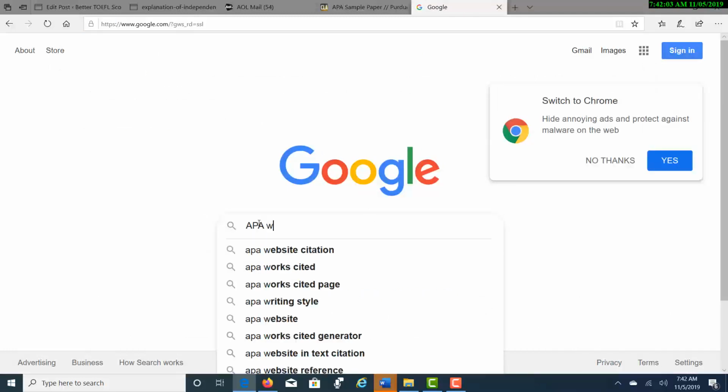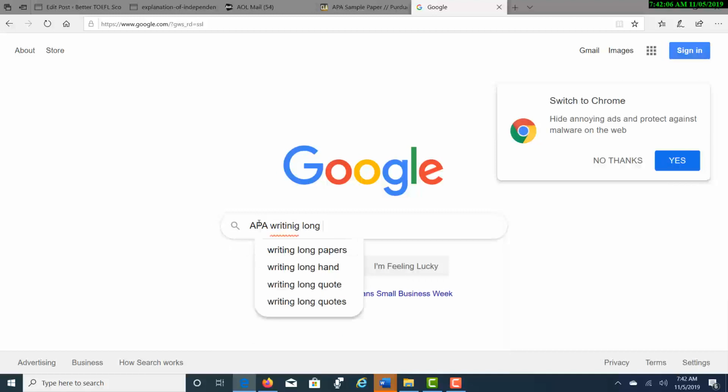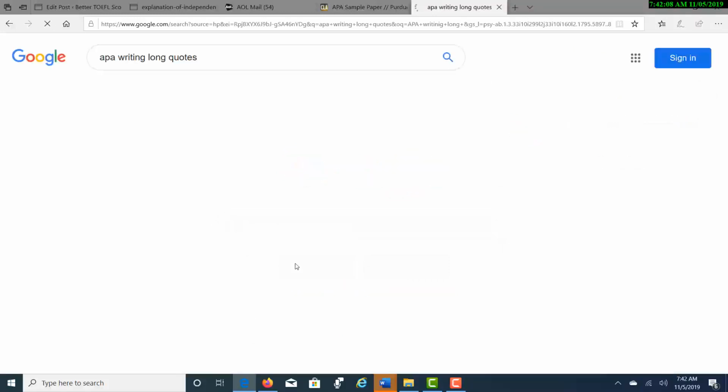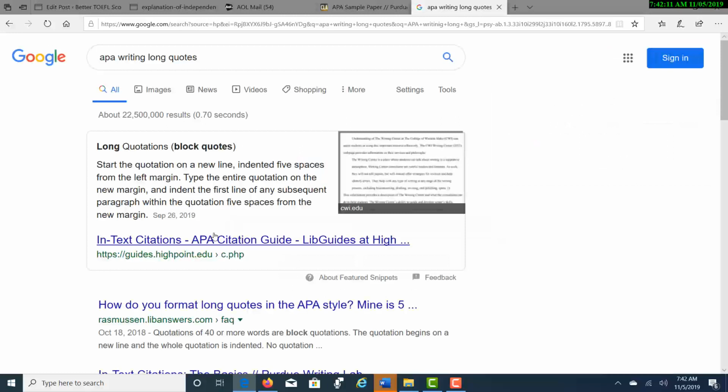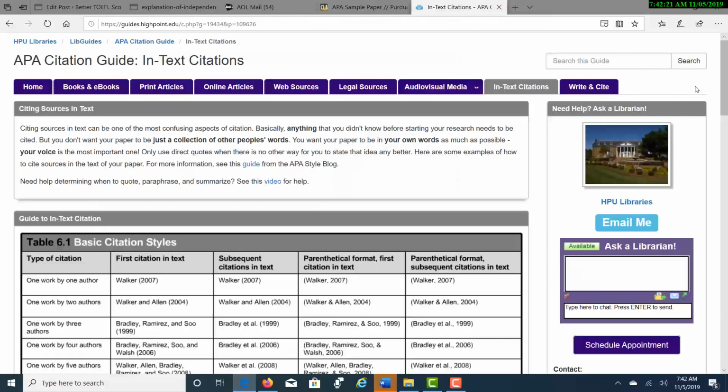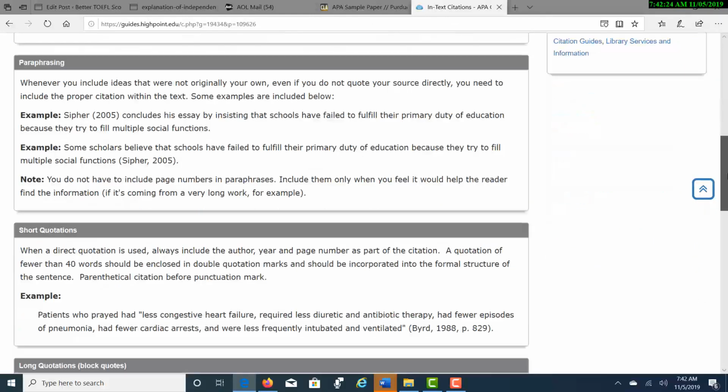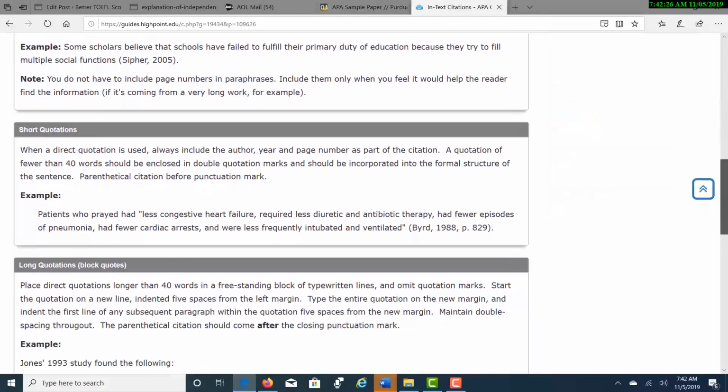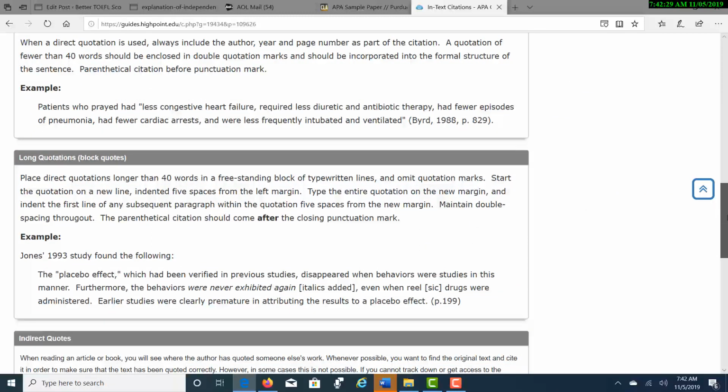We see APA writing long quotes. Start the quote in a new line, indent five spaces, type the entire quotation. Let's see how they did it here. We'll go back and look at what you did. Yeah, longer quotations. Notice that they don't really worry about the quotation marks here. That's kind of what you're doing, right?